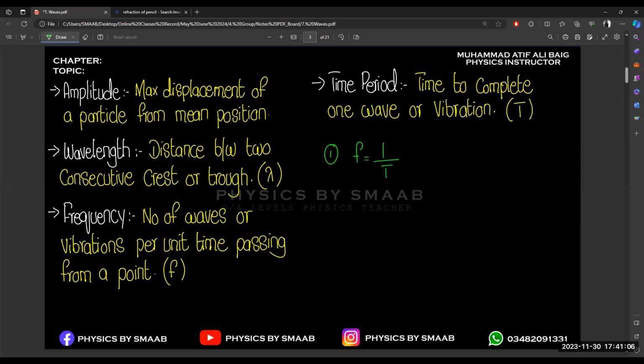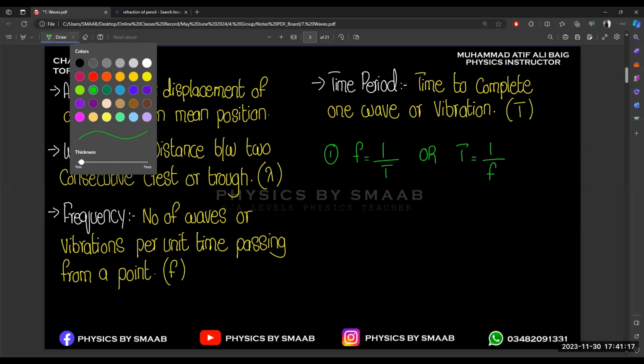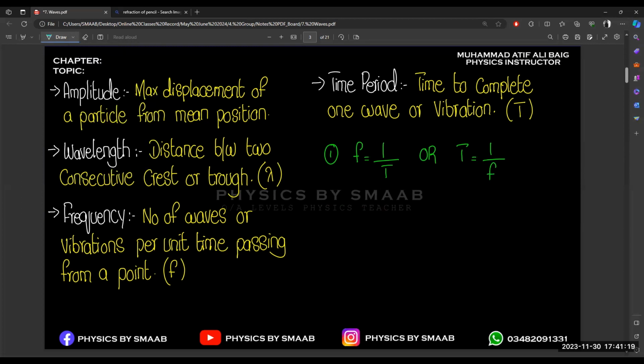So let's suppose, or you can also write this formula like this. And if we compare their properties, you can easily identify, let's suppose we have two different waves. So let's suppose this is the first wave, which completes in 1 second. And we have another waveform.